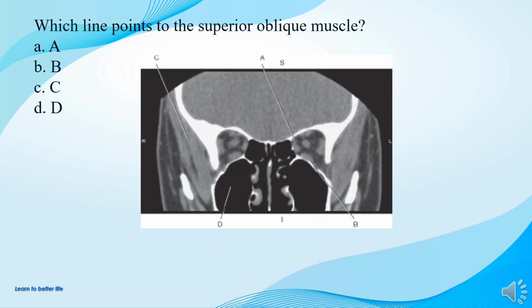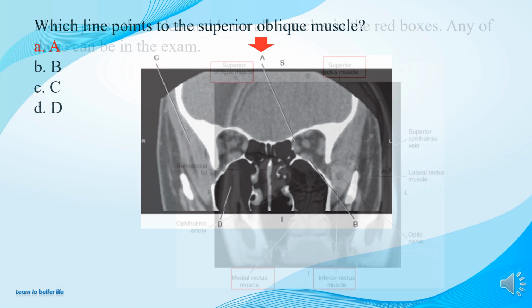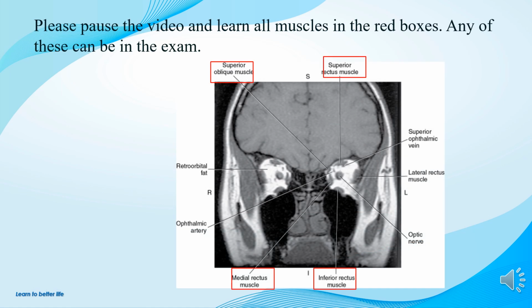Which line points to the superior oblique muscle? A, B, C, or D? The answer is A. Please pause the video and learn all muscles in the red boxes. Any of these can be in the exam.